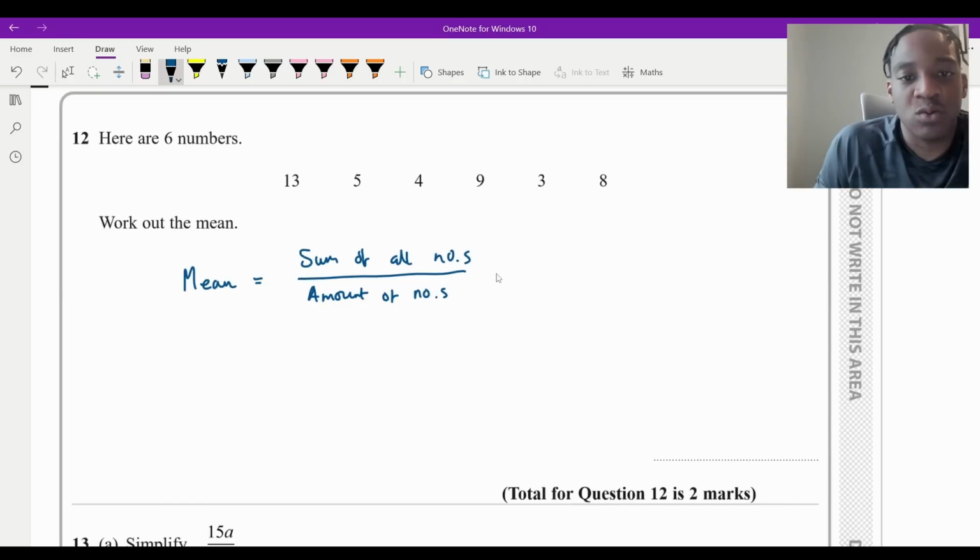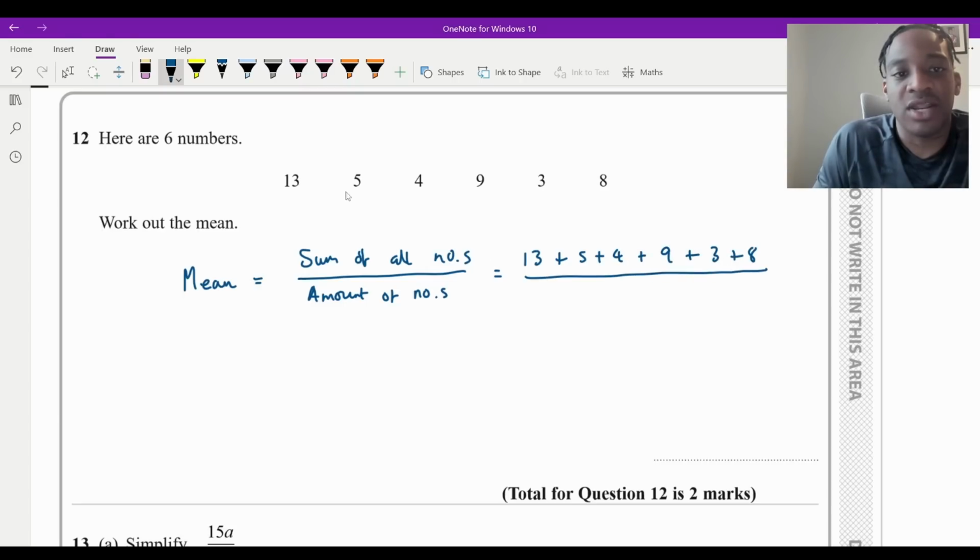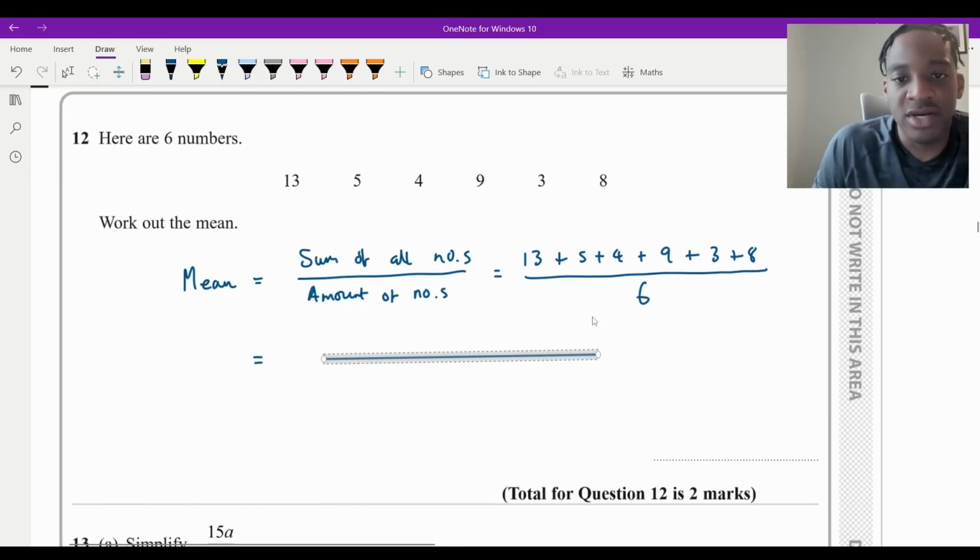So in this case, what we could say then is that we're just going to add these. So it's going to be 13 plus 5 plus 4 plus 9 plus 3 plus 8. And we're going to divide this by how many numbers there are. 1, 2, 3, 4, 5, 6. And they also told us as well. So we know it was over 6 anyway. So let's work out the numerator. Now, let me just get a nice fraction bar. I'll do it bit by bit.